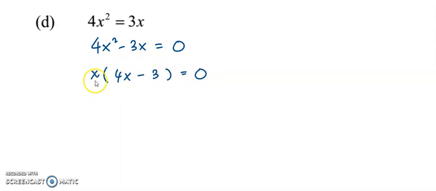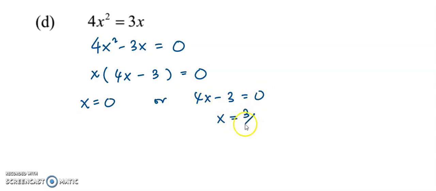And then this is your A, this is your B. A multiplied by B equals 0. Either A equals 0 or B equals 0. So your B is 4x minus 3. You need to solve further, so that you get x equals 3 over 4.